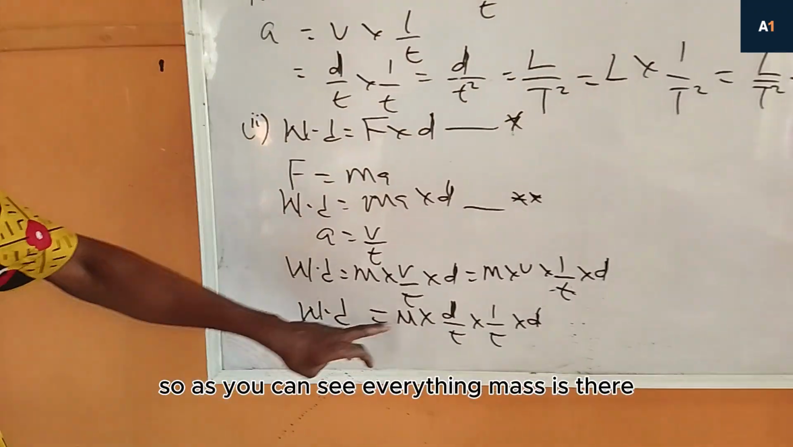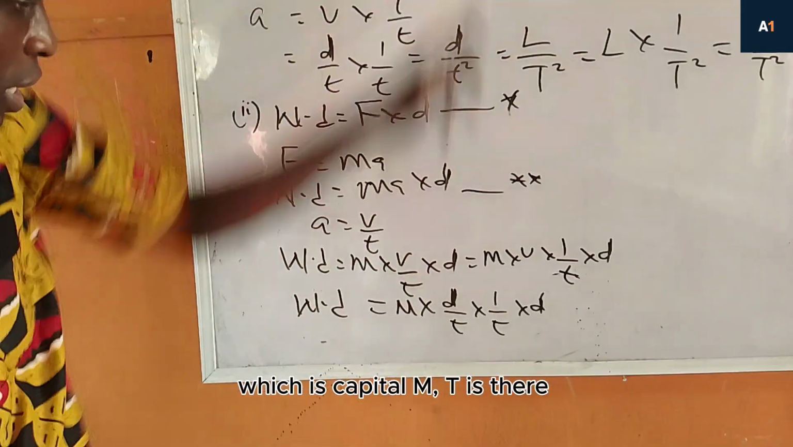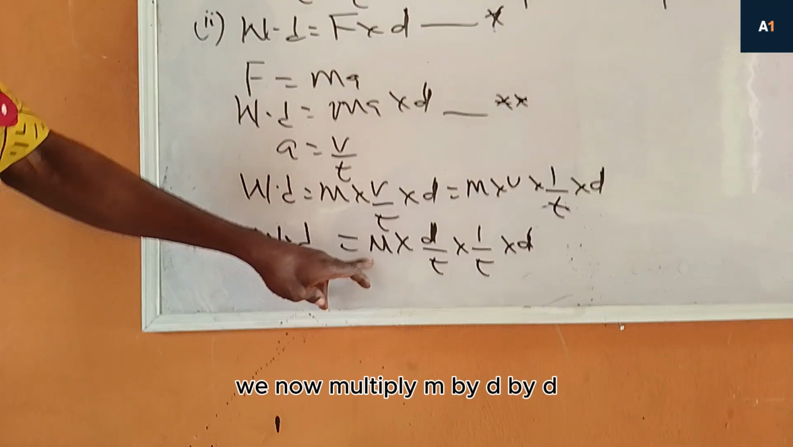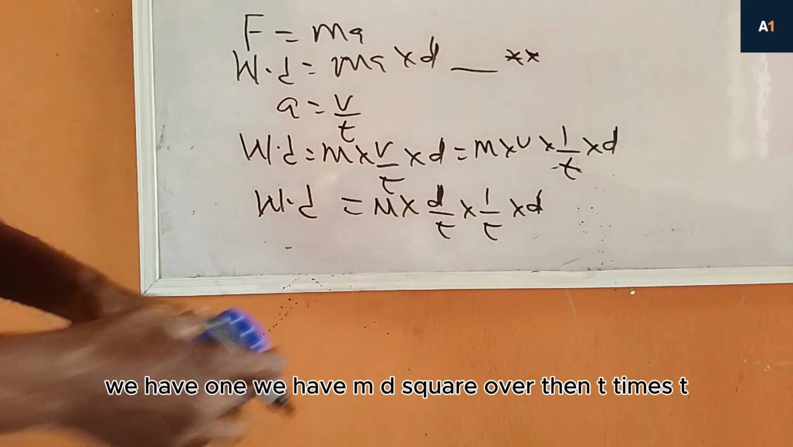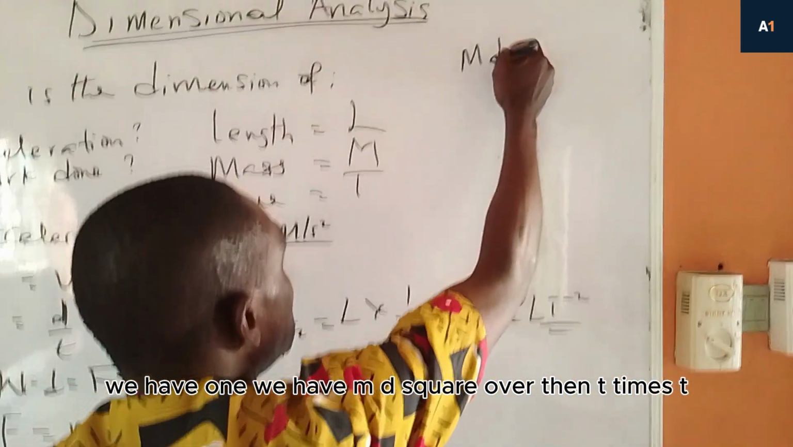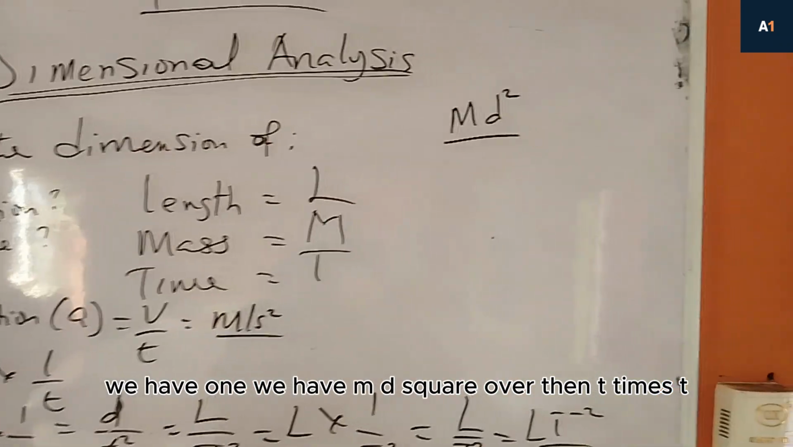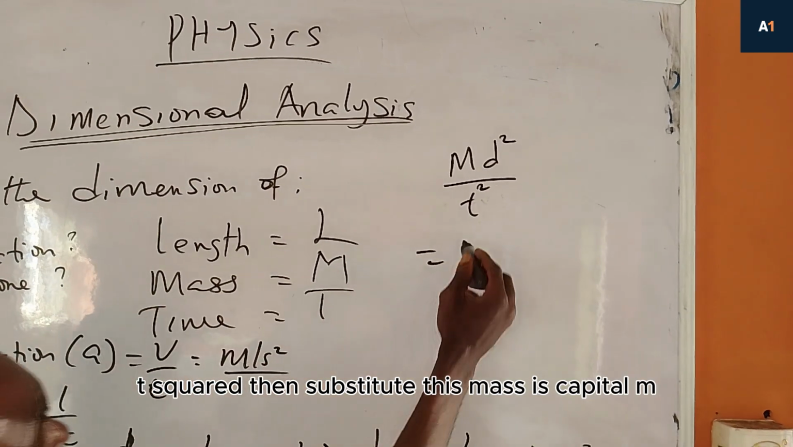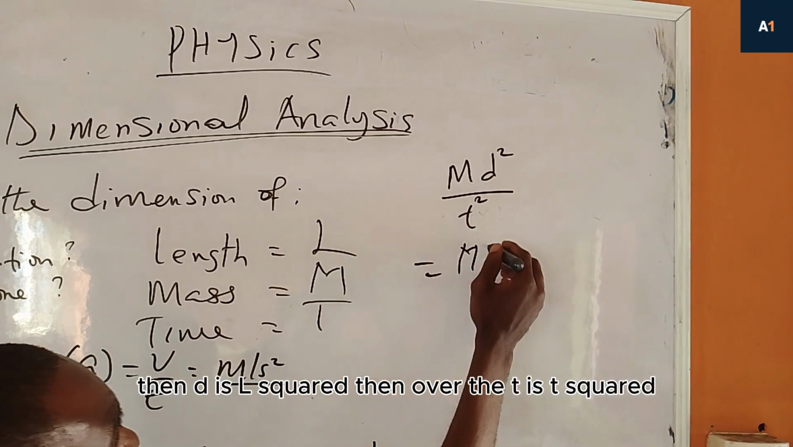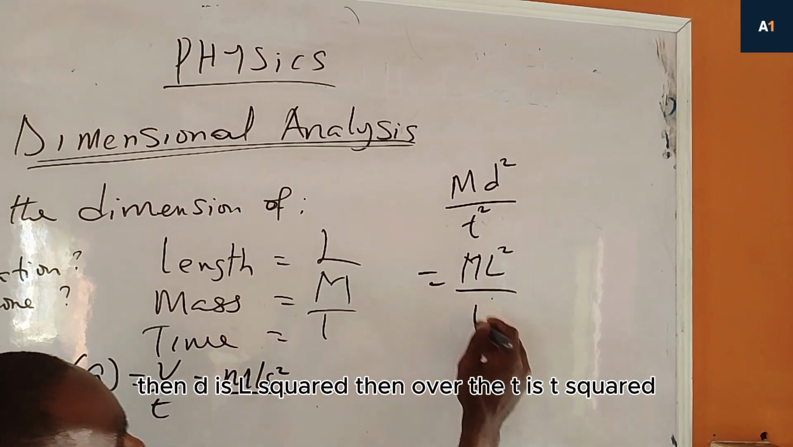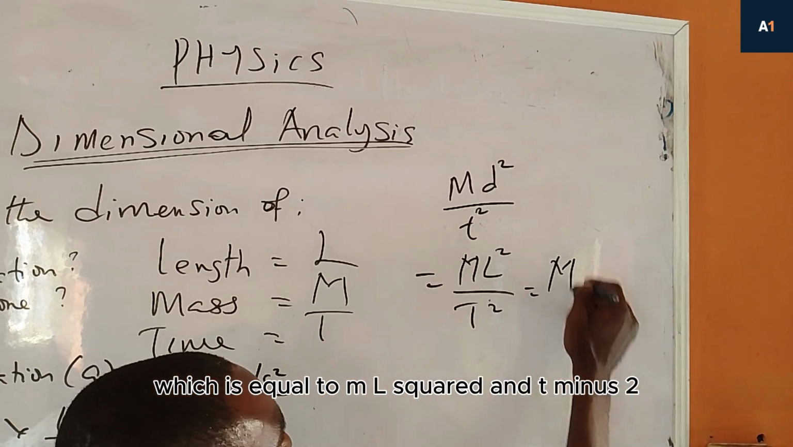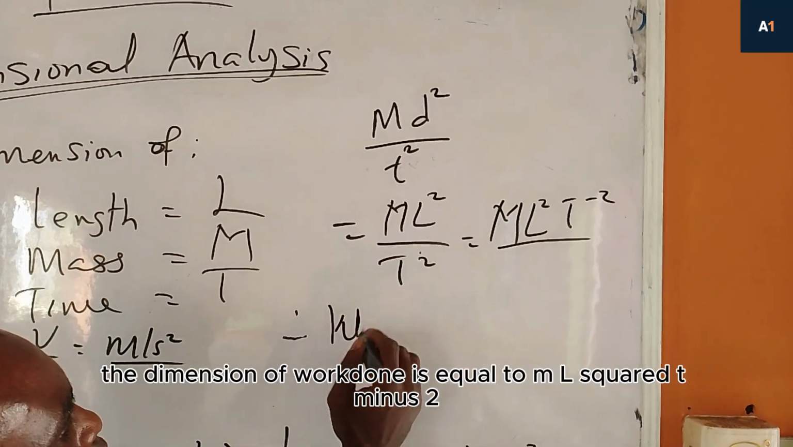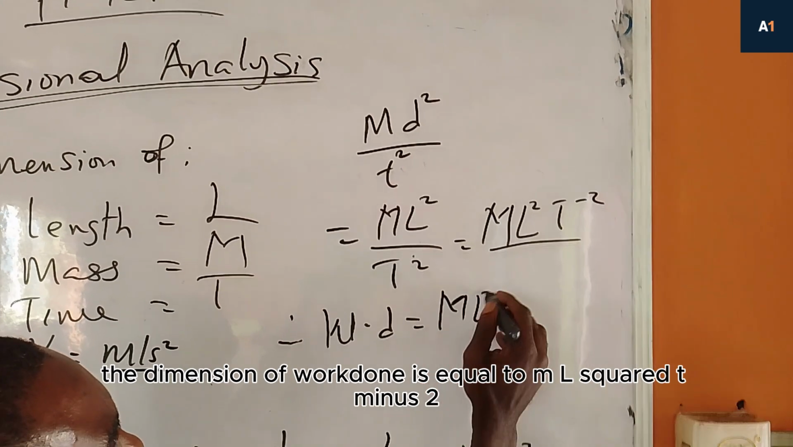So as you can see, everything is there. Mass is there, T is there, D is also there. Now, if you look at this one, we multiply L times D times D. We have M D squared over T times T, which is T squared. Then substitute this. Mass is capital M, then D is L squared, then over T squared, which is equal to M L squared T to the power minus 2. So therefore, the dimension of work done is M L squared T to the power minus 2.